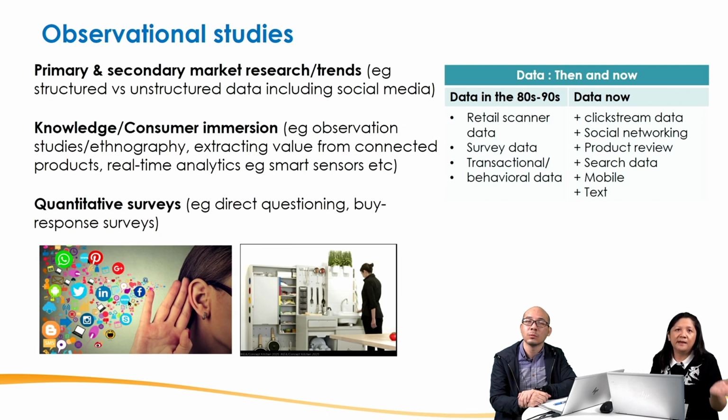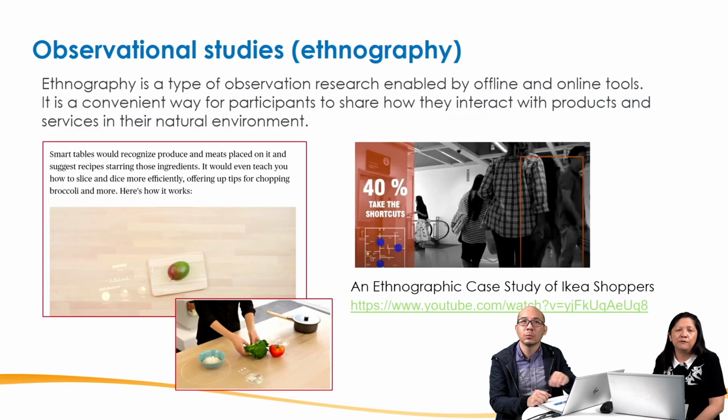Comparing data then and now, in the past, data in the 80s and 90s tended to be quite limited, and mainly structured data in terms of survey data, transactional or behavioral data. But data now is totally different. It's this whole array of structured and unstructured data that we see, including search, product reviews, social networking, and so forth.